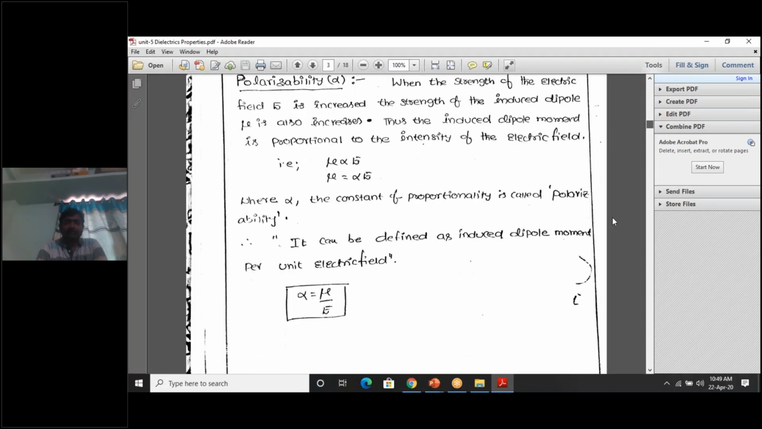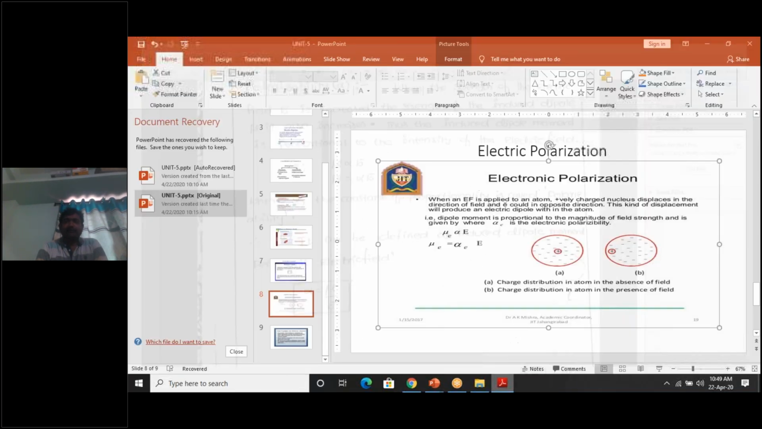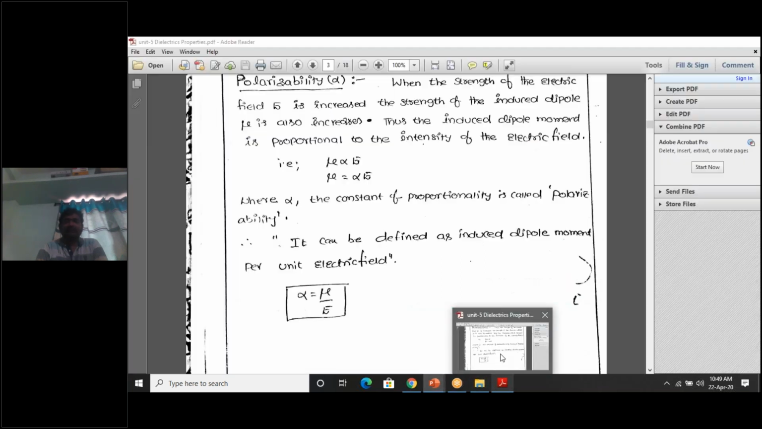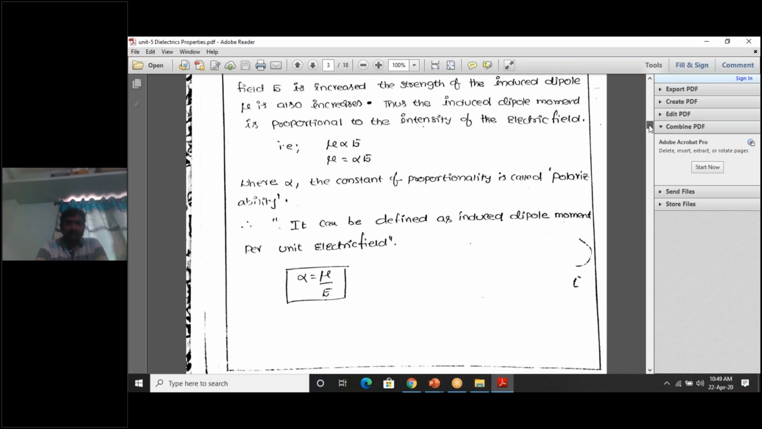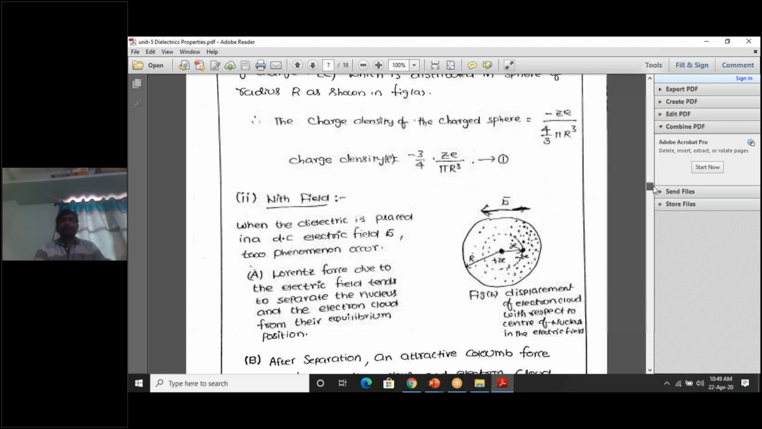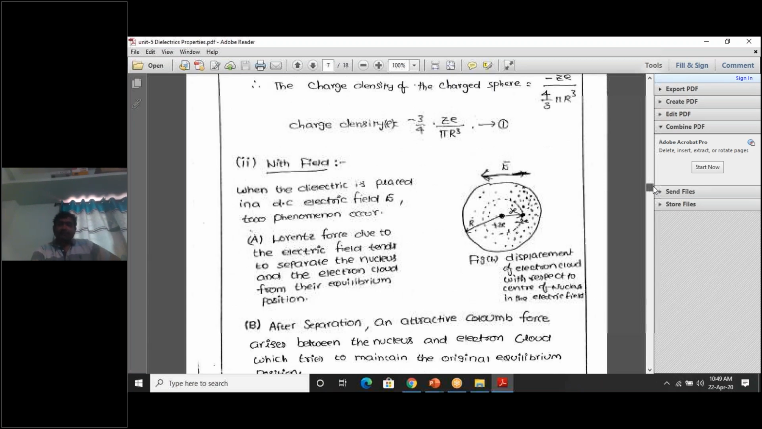Which means that, for example, in this same example, here you take the applied electric field. This arrow length represents the magnitude of the applied electric field.